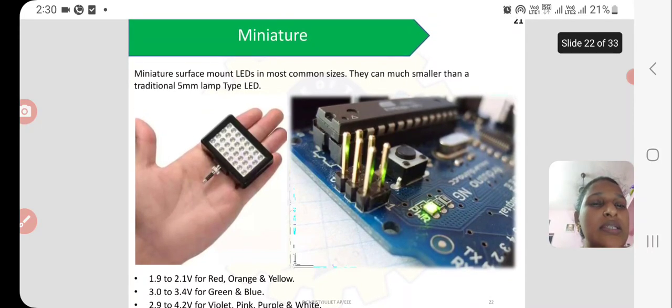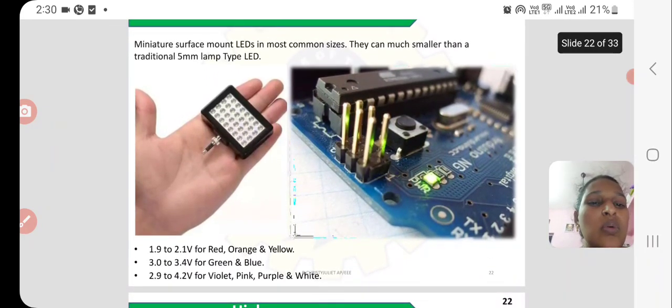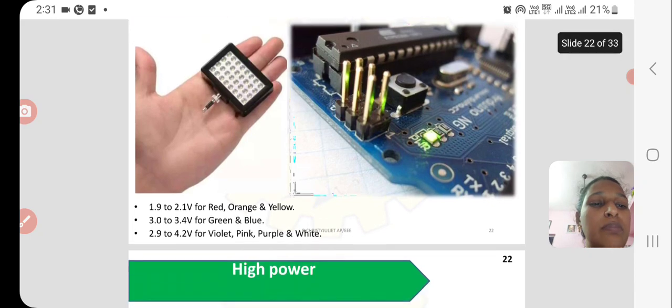Miniature LEDs are a type of LED which are surface mounted LEDs. They are available in common sizes. They are much smaller than a traditional 5 mm lamp type LED. Their typical ratings are 1.9 to 2.1 volt for red, orange and yellow color, 3 to 3.4 volt for green and blue, and 2.9 to 4.2 volt for violet, pink, purple and white.